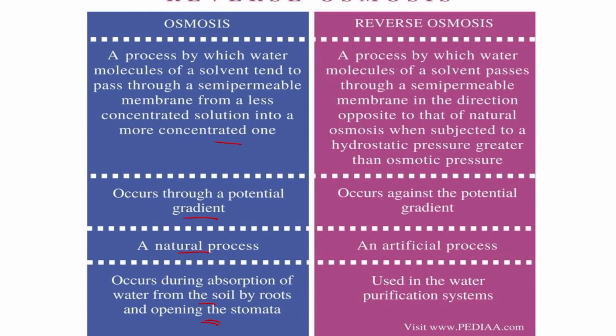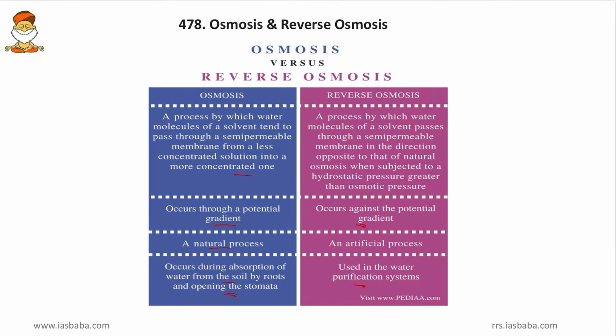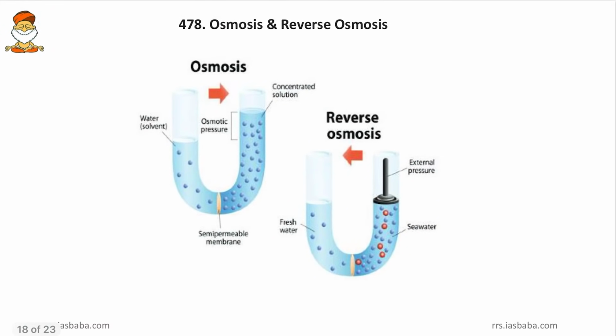Then it occurs against the potential gradient. Yes friends, that is why we need to give external pressure or external energy for this reverse osmosis, and this is an artificial process. So this doesn't occur naturally. Then this is used in water purification systems. So now we can see how the difference between osmosis and reverse osmosis works.